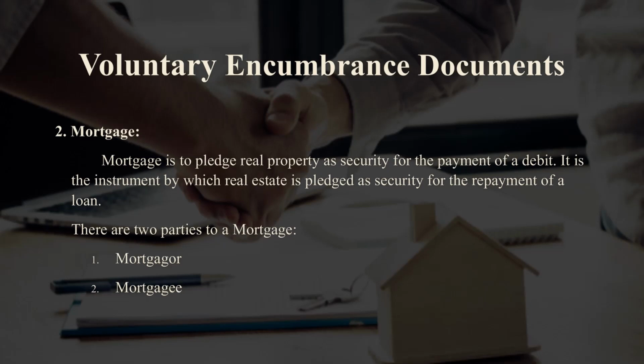There are two parties involved in a mortgage. First party is the mortgagor. The mortgagor is the owner who borrows the money from the mortgagee by pledging his property. Second party is the mortgagee. The mortgagee is the lender to whom the property is conveyed as security for a loan.